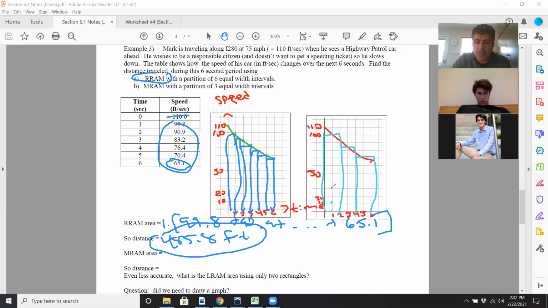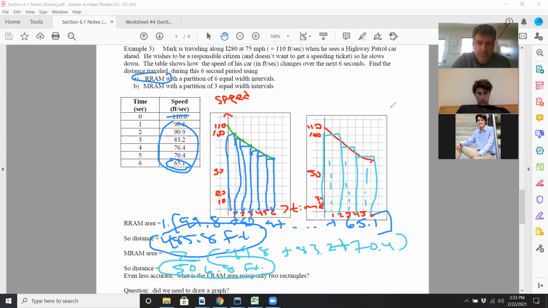So I'm using actually t equals 1, t equals 3, and t equals 5. But the width is going to be 2. And I'm using the speed values at t equals 1, t equals 3, and of course t equals 5. Add all that up, you get 506.8. So you got obviously 2 different answers. Which one is a better answer? It's kind of hard to tell. I mean, RRAM does seem to be an under approximation, so maybe the MRAM is better.